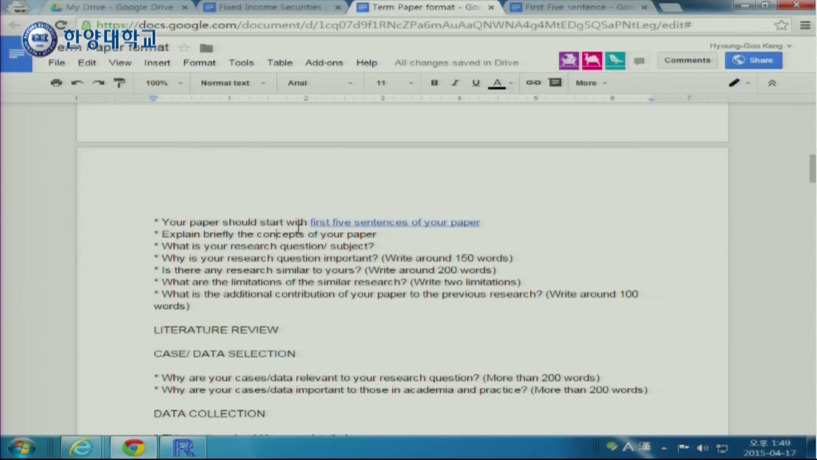In the existing literature, you can find literature related to your research question, and you do the research because you think the existing literature is insufficient. They have limits. So you find at least 2 weaknesses of the existing literature. And then finally, what is the additional contribution of your paper to the previous research? Write around 100 words. So that is the introduction.